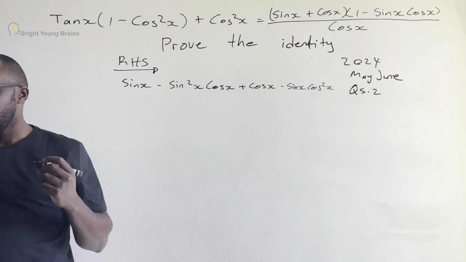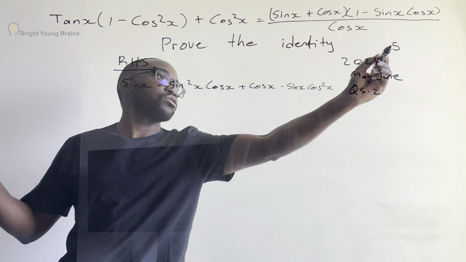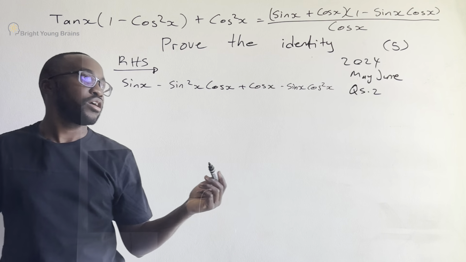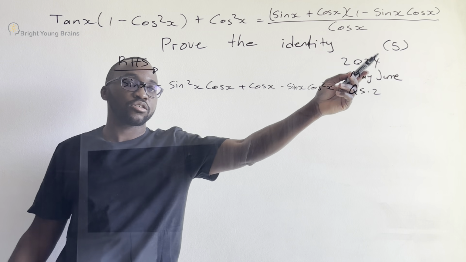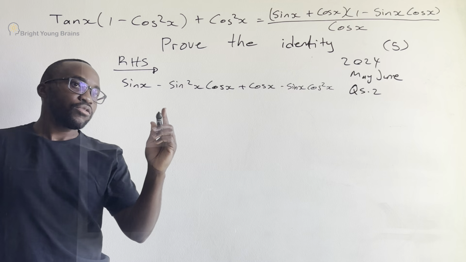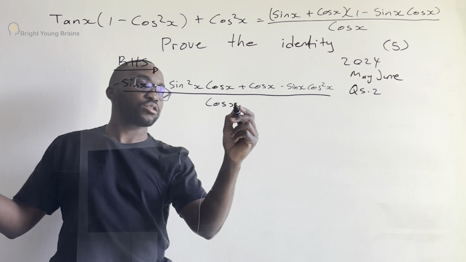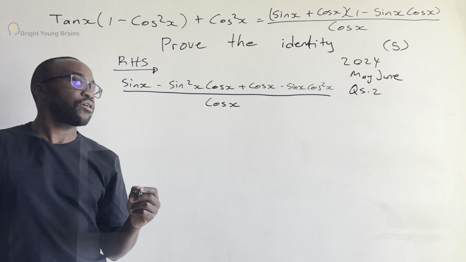There we go. In the exam, this was a 5-mark question. They were giving you 5 marks for this question. Rule of thumb, 5-mark questions should not take you longer than 5 minutes. So from here, we should not forget our denominator, which is cos x.